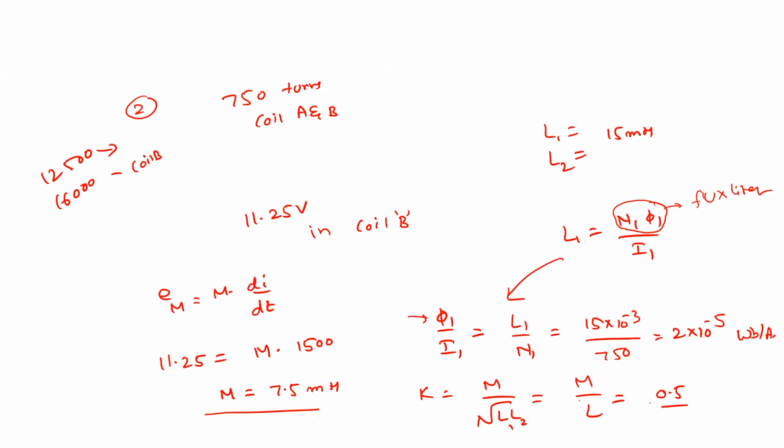Coefficient of coupling is 0.6. You understood wrong then. What is given is that 60% of the flux produced in coil A is linked with coil B. So K1 is given, right? Clear? So do this. We'll stop the class here. If you have any questions?